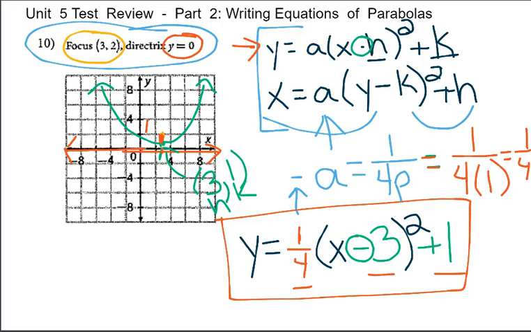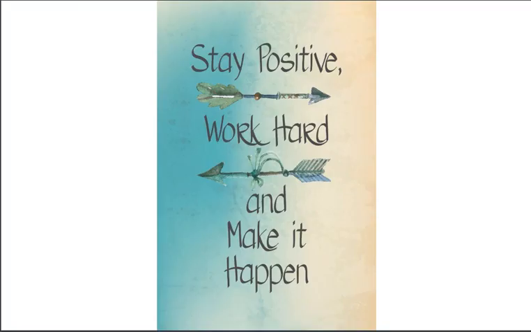And that's all you need to know for this section: practice writing those equations. Make sure you know where the directrix is and the focus. Those are our new words for this section. Remember in your journey in learning math to stay positive, work hard, and make it happen. You're on your way to acing this test.